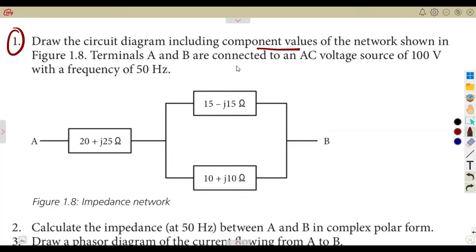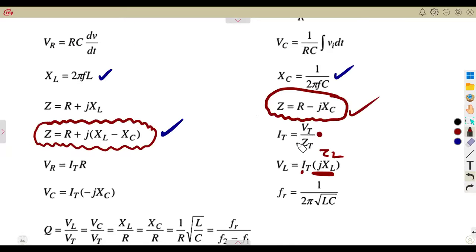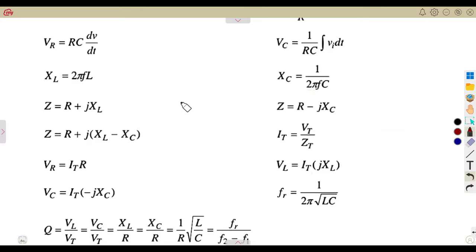Terminals A and B are connected to an AC voltage source of 100 volts with a frequency of 50 hertz. We are given the voltage affected at the end. So this is it. Remember that if you are to work with your components, you need also to understand this in terms of our impedance.